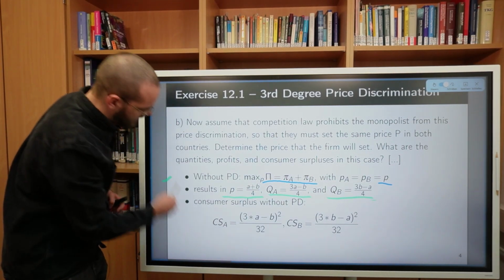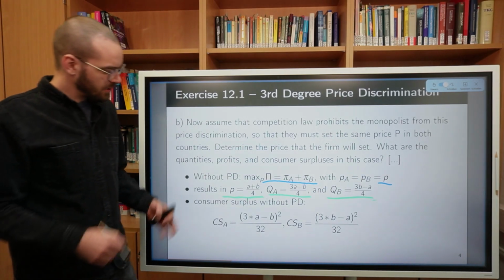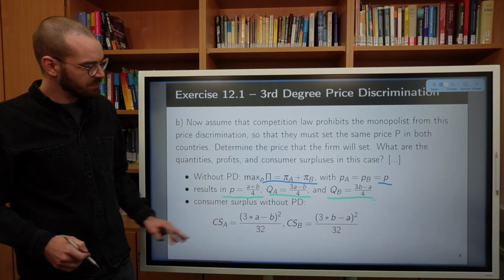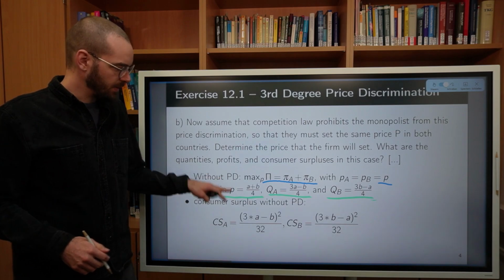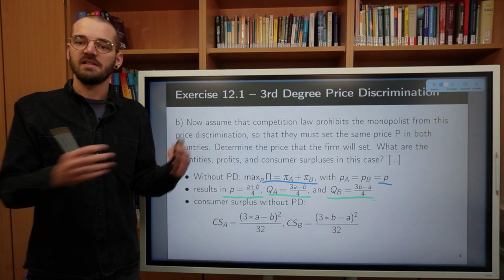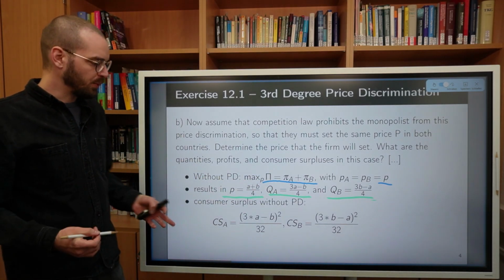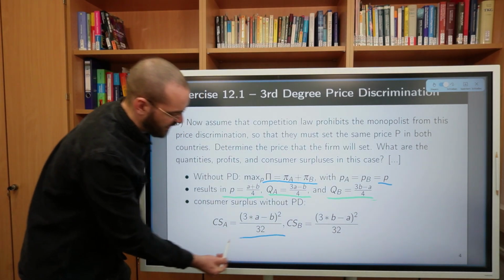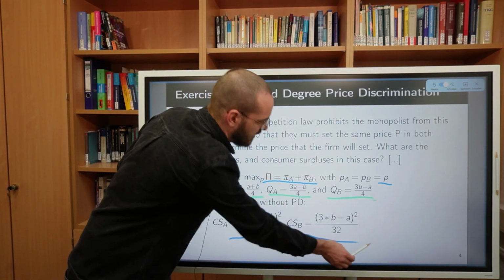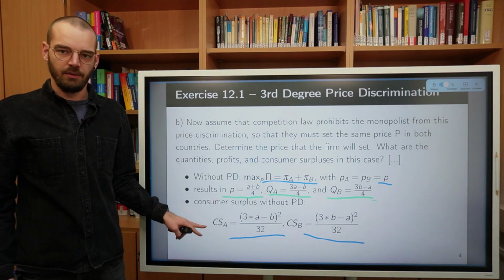Alright, other than that, everything stays the same, so we can calculate consumer surplus based on this equilibrium price and the equilibrium quantities in the respective markets, and we'll find out that consumer surplus turns out to be these expressions down here on the slide.